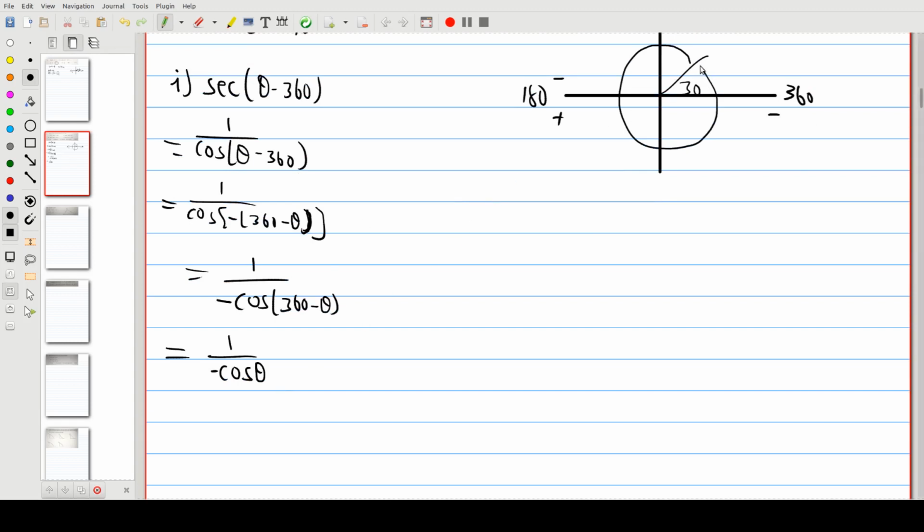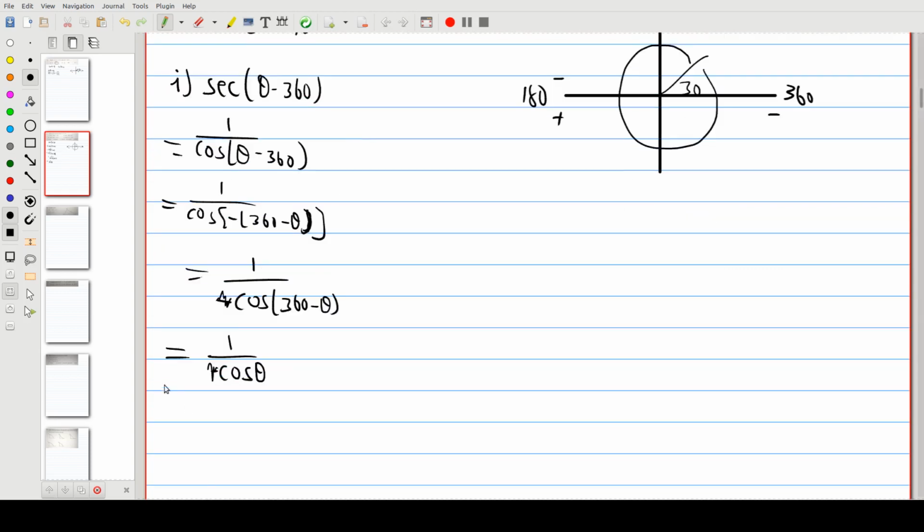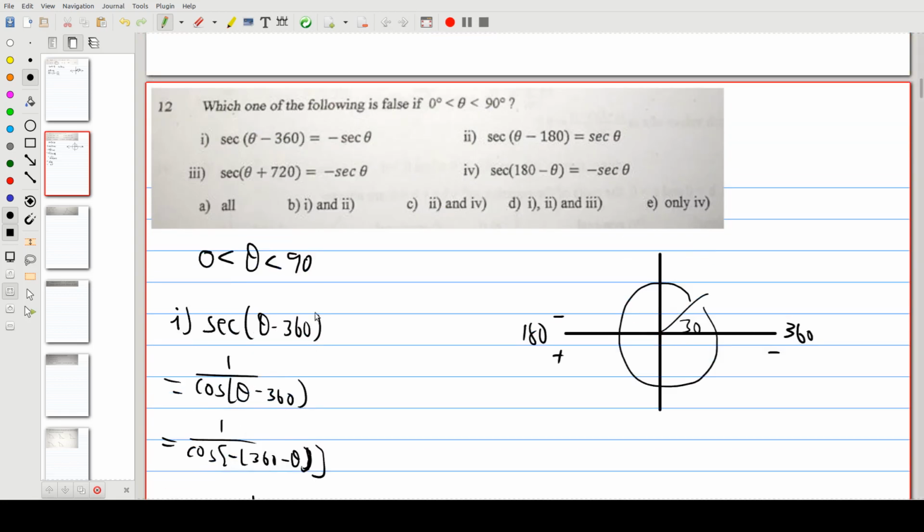So that makes sense, because if we go from here and we take minus 360, we get back into the positive quadrant here. So this won't be negative. And the reason for that, in case you didn't pick up on the mistake here, is cos of negative some angle is the same as cos of positive that angle. So this will just be 1 over cos theta. Is that the same as negative sec theta? No, because 1 over cos theta is equal to sec theta. Okay, so this first one is not true.